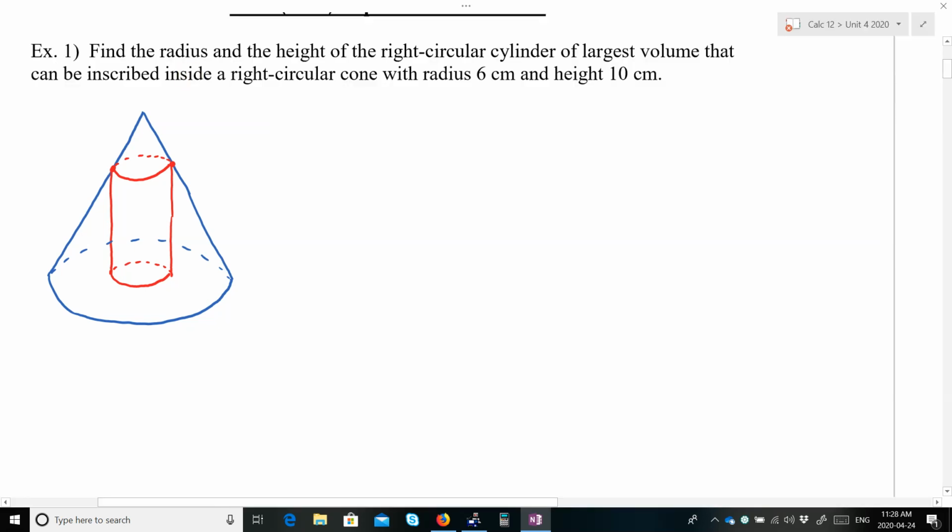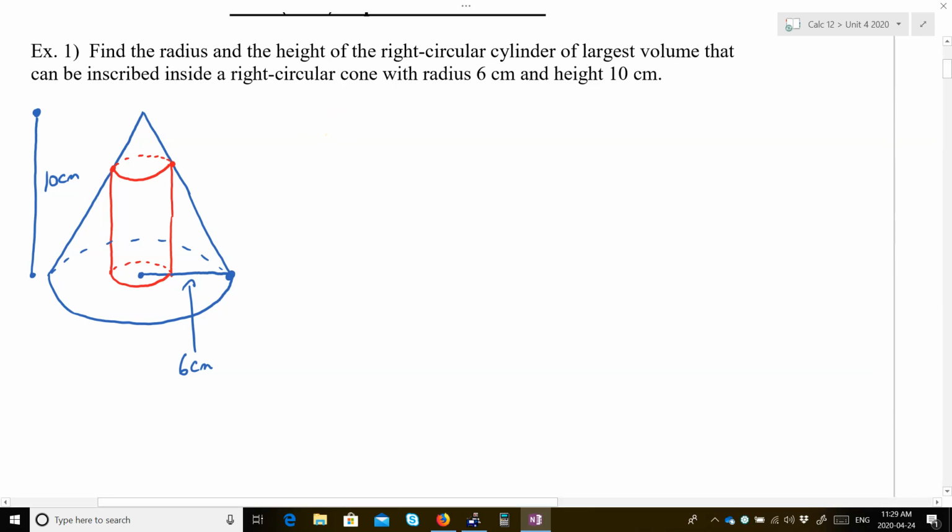And it said that the height of the cone is 10 centimeters. And the radius of the cone is 6 centimeters. And so that's what we know so far. And we want the right circular cylinder of largest volume.